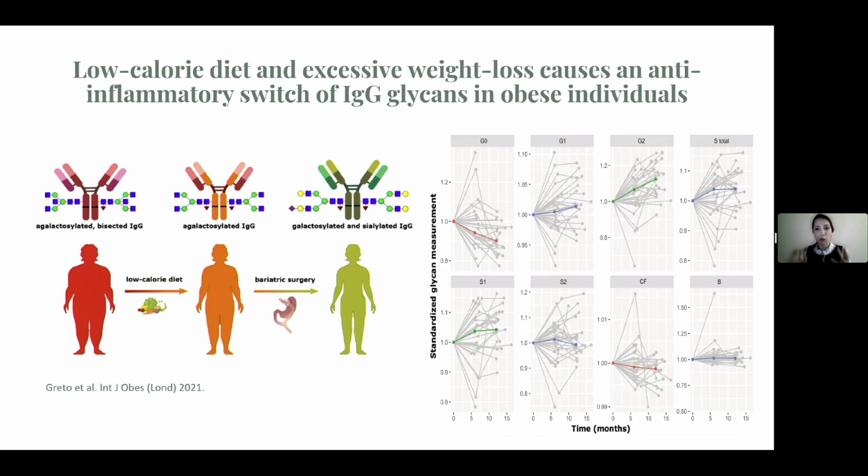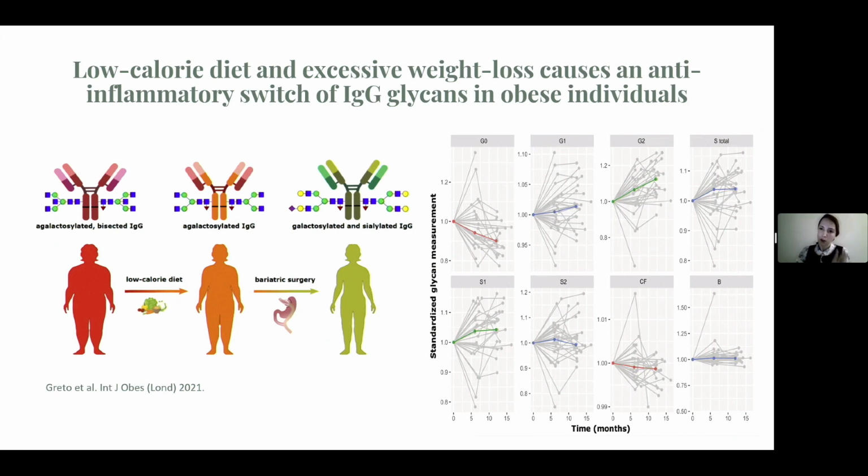In humans, we cannot really just reproduce what we saw in mice. It is a little bit more complicated, but it is possible to change a pro-inflammatory profile of glycans in humans. And to address this question, we looked at a low-calorie diet and excessive weight loss. This was a study where a group of individuals that suffered from obesity was first on a low-calorie diet and then underwent bariatric surgery.